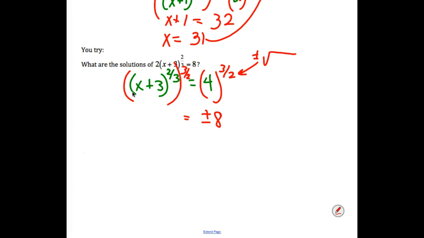Yes? Subtracting 3 over. So the 8 minus 3 gets us 5. And the negative 8 minus 3 gets us negative 11. Okay? Did you check them? Yes. Do they both work? Okay.